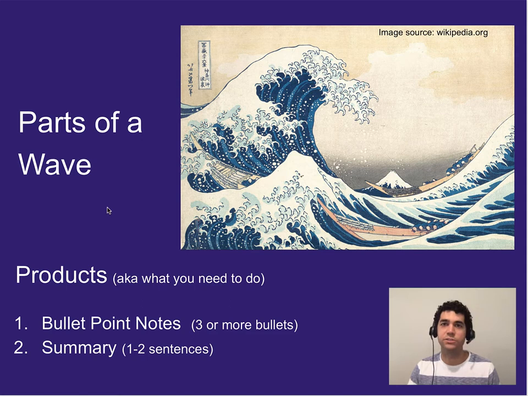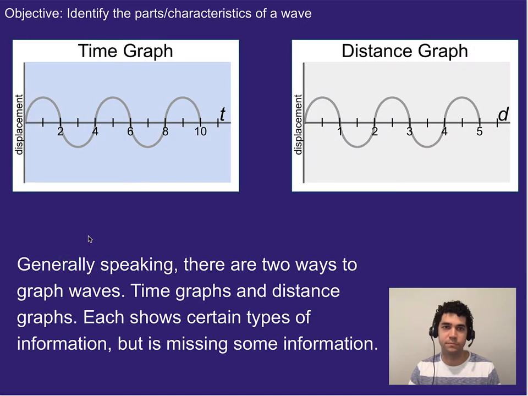Now we're going to move on to the next segment of this lecture, which is parts of a wave. The reason we're going to talk about the different parts is so that we can tell if waves are bigger or smaller than each other, not just if the disturbances are happening more often. Per usual, make sure you're including some notes and a summary of each segment of this series of lectures. All right, so let's talk about wave parts.